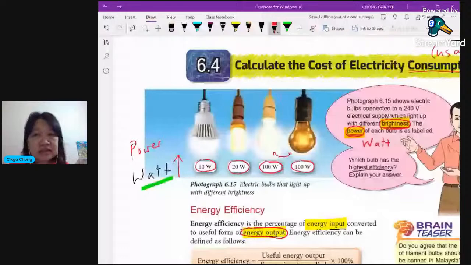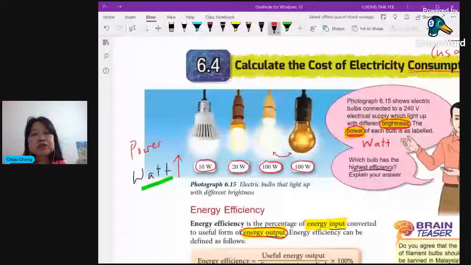How efficient is your bulb here? If I give you a bulb, I give you a machine, I ask you, how efficient is it doing the job? Okay, now how to calculate energy efficiency? Efficiency means how well is it doing the job? Is it wasting the resources you give it? Is it wasting it, or is it doing 100%? Okay, simple. It's a percentage of energy input. How much energy you give it is called energy input. And then how much energy it produces is called output.